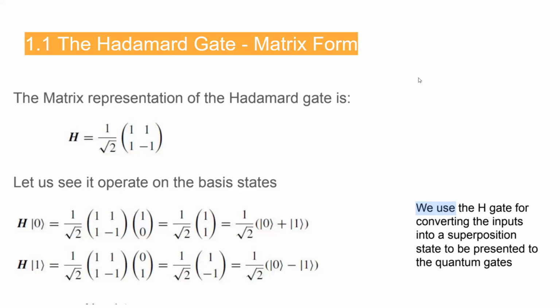Yeah. So the Hadamard operating on ket0 takes it down to 1 over root 2 of a combination of ket0 plus ket1. Similarly, Hadamard operating on ket1 takes you down to 1 over root 2 magnitude operating on ket0 minus ket1. So we use the Hadamard gate primarily for converting your typical inputs into a superposition state, and these will be actually presented to the subsequent gates in your quantum circuit. Right?